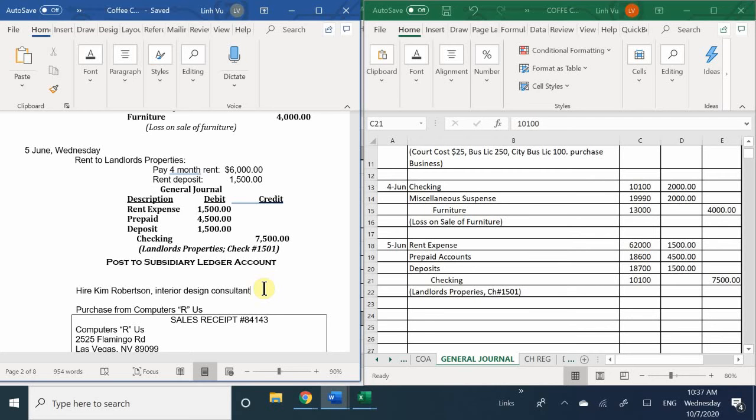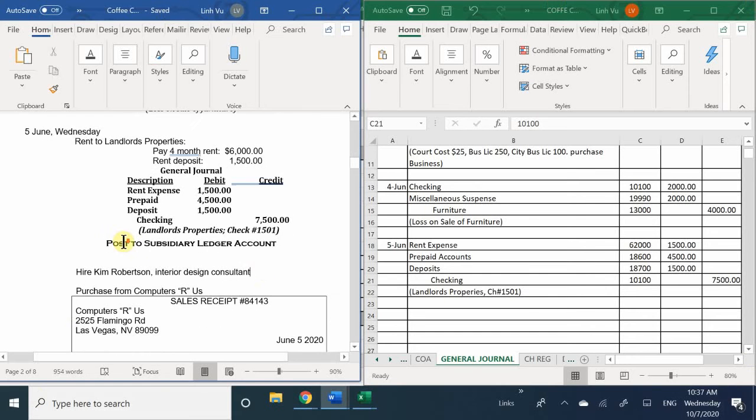So this is an insignificant transaction, but at least it lets us know that we did hire somebody, right? Not like, oh, we got a bill from somebody. No, we know that we hired somebody. So that's the least that you can acknowledge, that you have someone for interior designing. Okay.